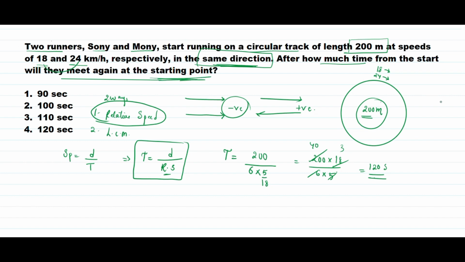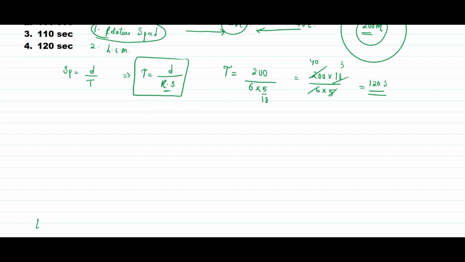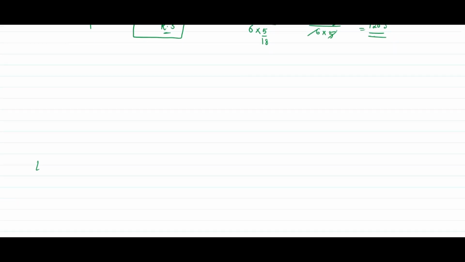Now let's see another procedure, the LCM concept. What are the speeds they have given? Speed 1 is given as 18 kilometers per hour, and speed 2 is given as 24 kilometers per hour. Now let's convert this 18 kilometers per hour into meters per second.